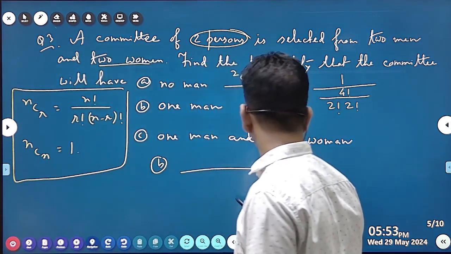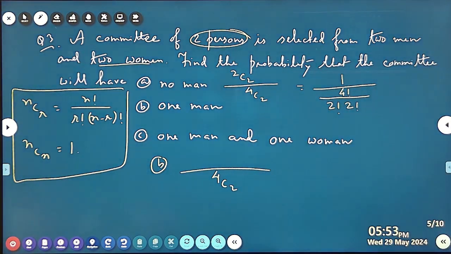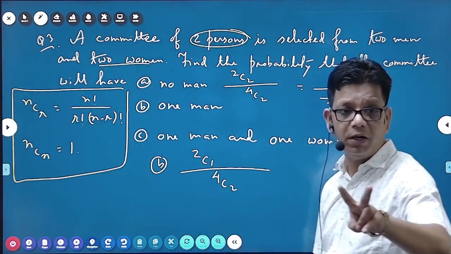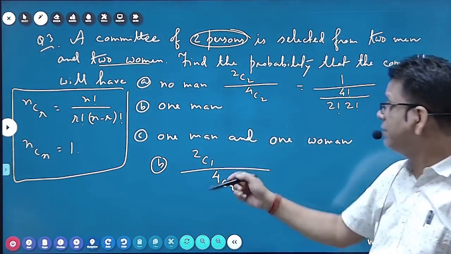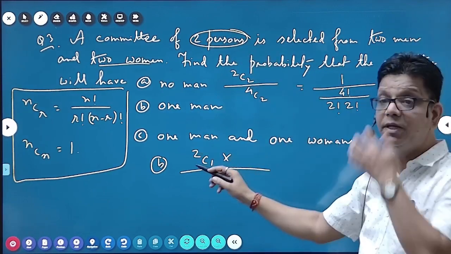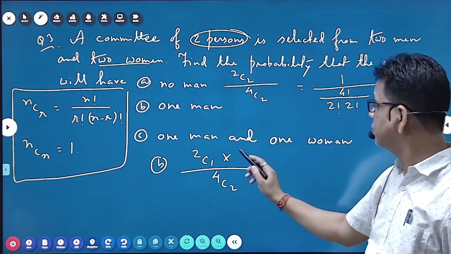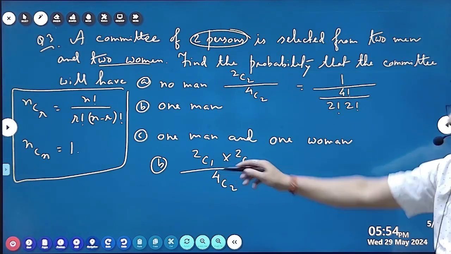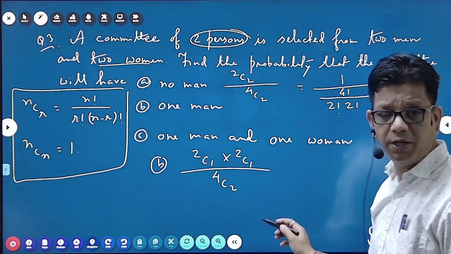Easy only. Denominator I can write anyway. 4 people are there, 2 people to be taken. 1 man. That means the other one is a woman. How to do it? 2C1, because there are 2 men, and 1 man is taken. If 1 man is taken, how to fill up the other place? Because the committee will have 2 people. The woman must be taken. So how many women are there? 2. And nC1 is how much? 2C1 is 2. Yes or no? So you can complete, I believe.